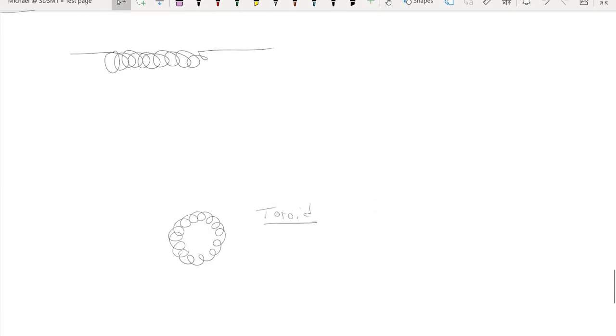So one last topic for an application of Ampere's law, and that is that we're going to take our solenoid and wrap the solenoid in a circle. So what's that going to look like? Well, it's going to look something like this. We're going to have a loop of loops. And this particular construct is called a toroid. And really we just have a solenoid which has been wrapped around in a circle.